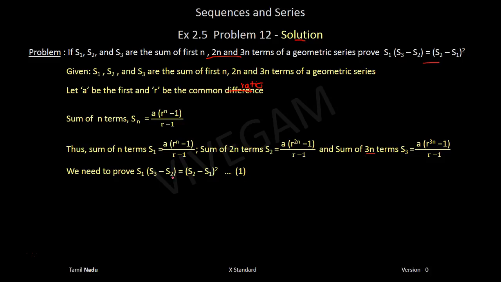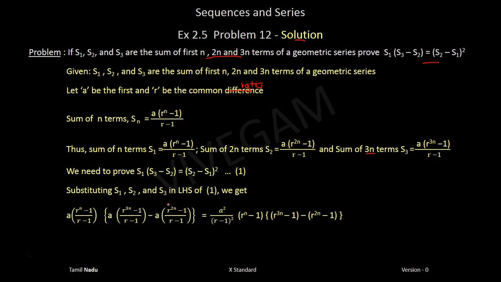Now we need to prove that S1 into S3 minus S2 equal to S2 minus S1 the whole square. So let's take the LHS. So let's substitute S1, S2 and S3 in the LHS. We have S1, S2 and S3. Simplify it. Substitute and simplify.